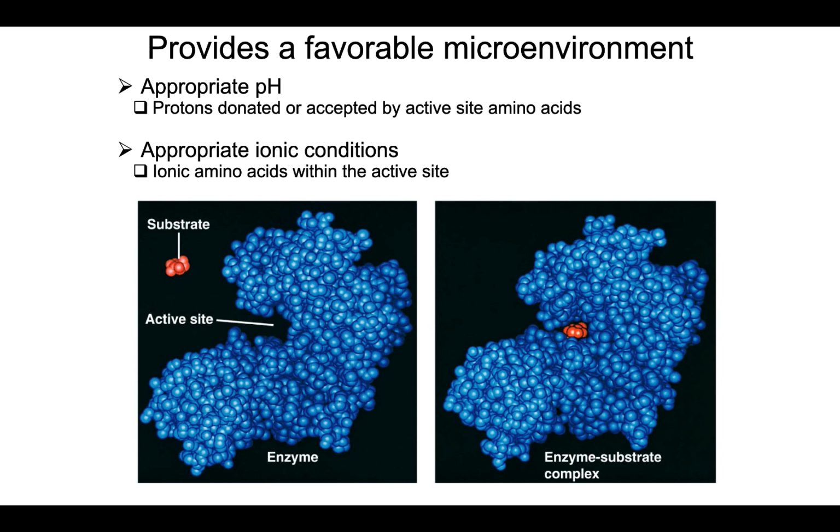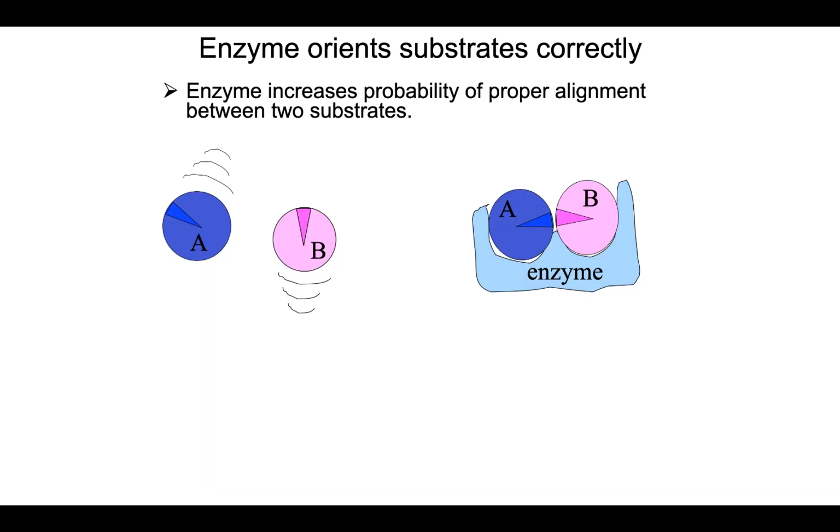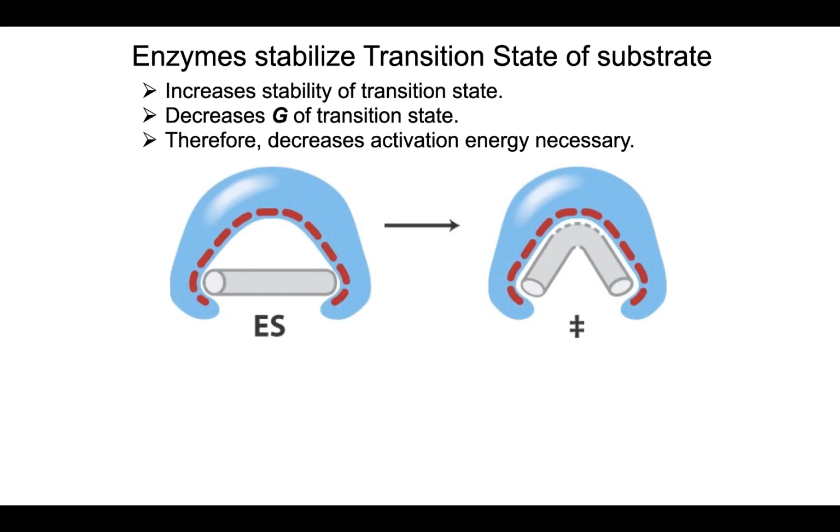And what are the sorts of factors that allow it to stabilize? Well, it provides a favorable microenvironment to the transition state. The appropriate pH, the appropriate ionic conditions. It orients the substrate such that the two parts that need to react to each other automatically are facing each other when they bind properly to the enzyme. So all of these factors go into allowing that enzyme to properly stabilize the transition state of the reactant, of the substrate.